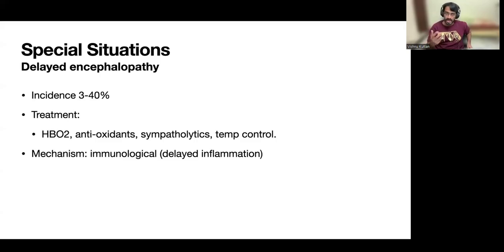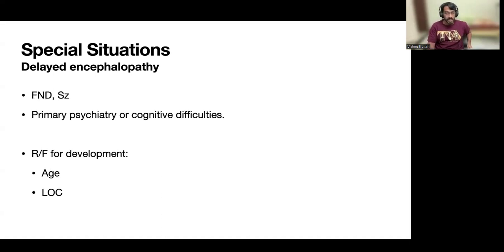Here also, you can try hyperbaric oxygen therapy. You can give some sort of antioxidants, because basically it is some oxidative stress that is happening to the patient. You can give some sympatholytics. You can give some temperature control. Basically symptomatic treatment of the patient is what we do.